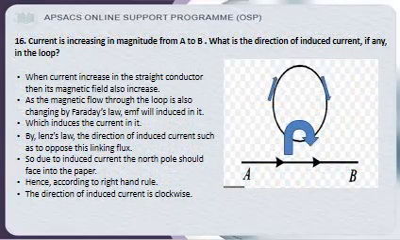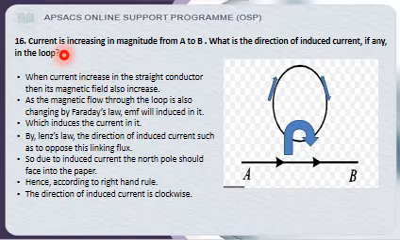The last question is: current is increasing in magnitude from A to B. What is the direction of induced current in this loop, if any? The question is basically that there is a straight conductor from left to right, with increasing current, and a nearby loop in the field of this current. So in this loop, what will be the direction of induced current?